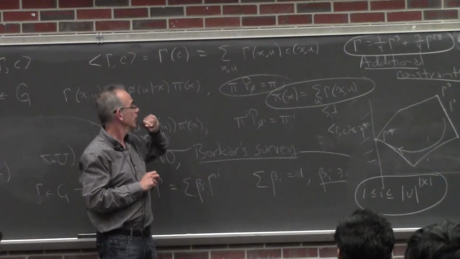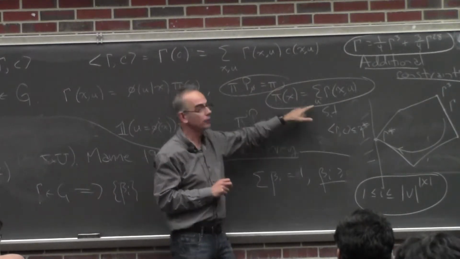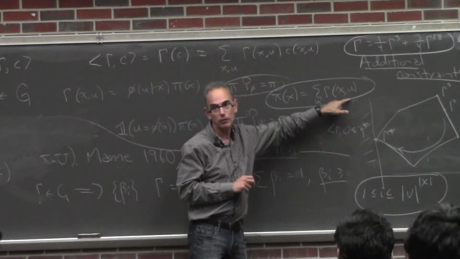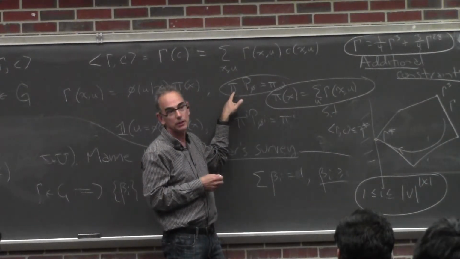I used the fact that this was this. So instead of writing pi here, I wrote the summation of a u of gamma xu on the right. And this I wrote in some very strange way. You'll have to look at your notes.